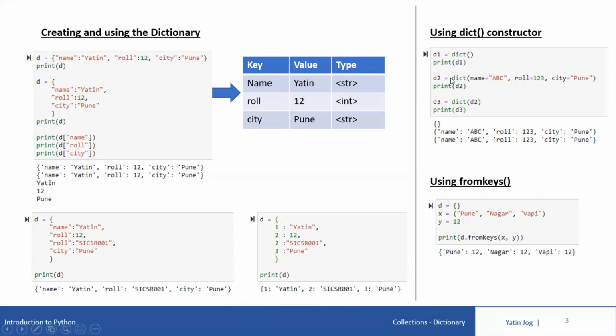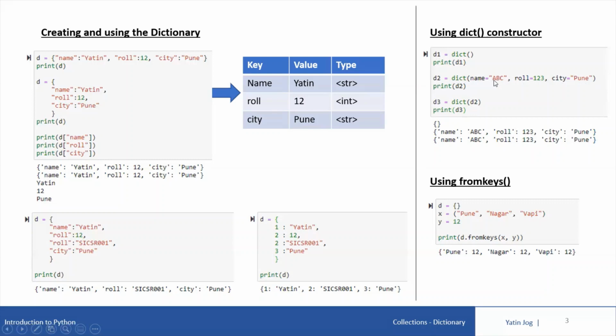Now I can also use this constructor to create a dictionary with specified or predefined values. If I put empty brackets, that will create an empty dictionary. But if I pass some values, some parameters, to the constructor, it will create a dictionary with those initial, predefined values. So I'm creating a dictionary with name equal to ABC. That means name is my key and the value for that key is ABC.